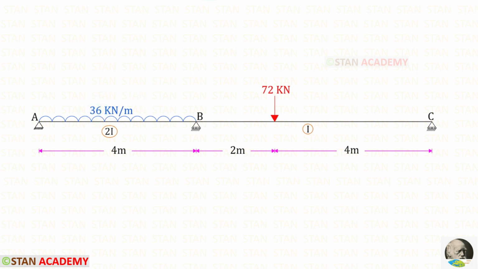In the span BC, there is a concentrated load 72 kN. It acts at a distance of 2 meter from the support B. Span AB is 4 meter long and its moment of inertia is 2I. Span BC is 6 meter long and its moment of inertia is I.